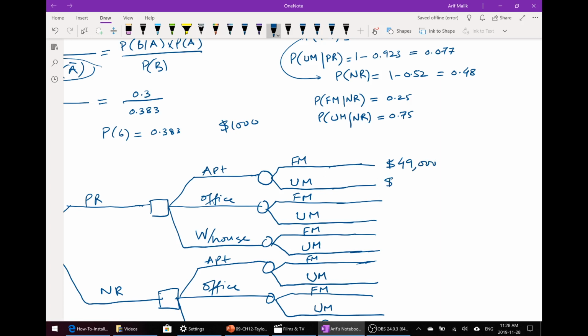Similarly, instead of putting 30,000, we put 29,000. And then similarly we have 100,000, we put 99,000, and this was minus $41,000, right? And then this one was $29,000, and $9,000.